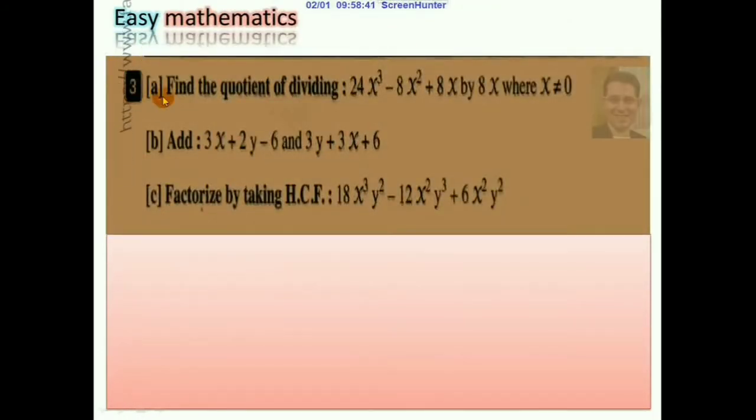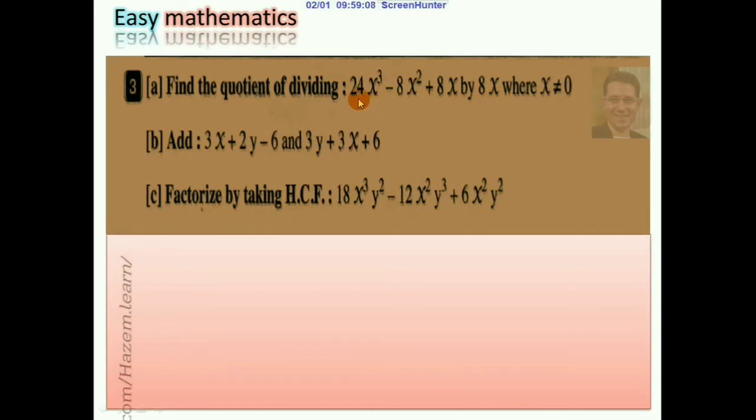Yes, 3a, b, c, all of them need to show your steps. Okay, to solve all this exercise, we must solve it with steps. Let's see letter 3a. Find the quotient of dividing this algebraic expression by this algebraic term, where x does not equal 0. How to divide this algebraic expression by this algebraic term?